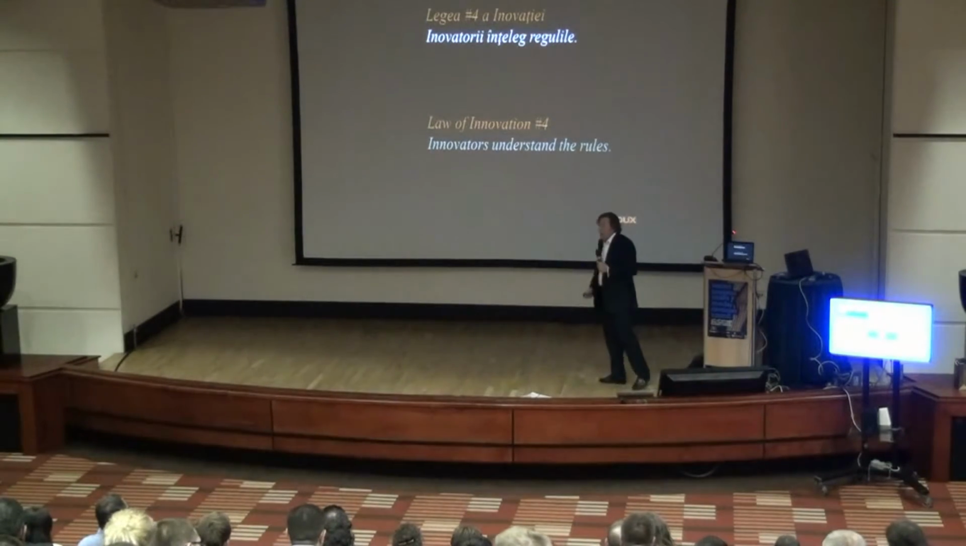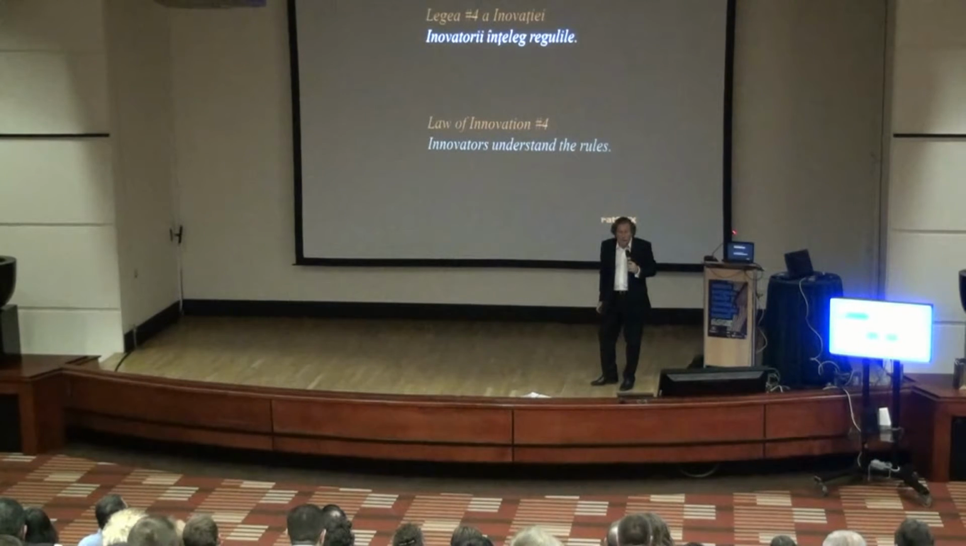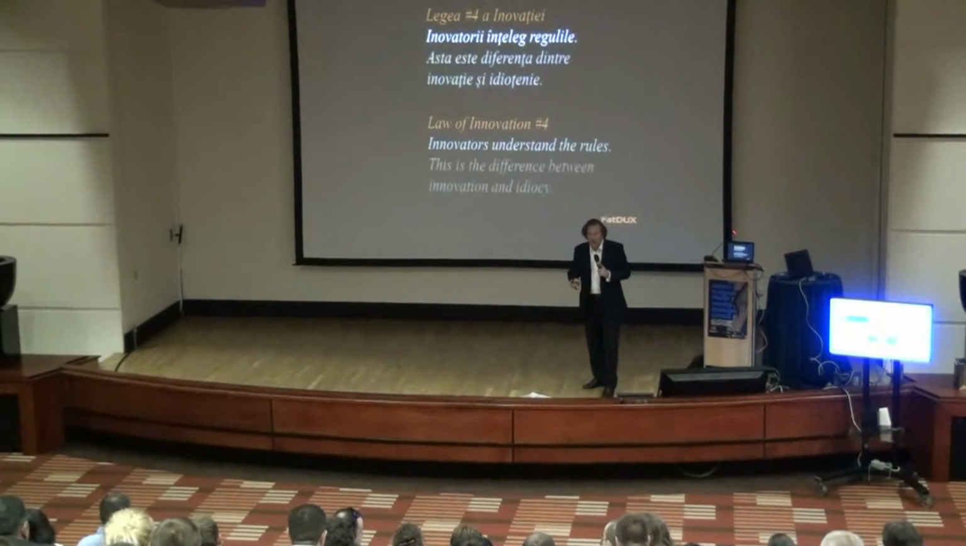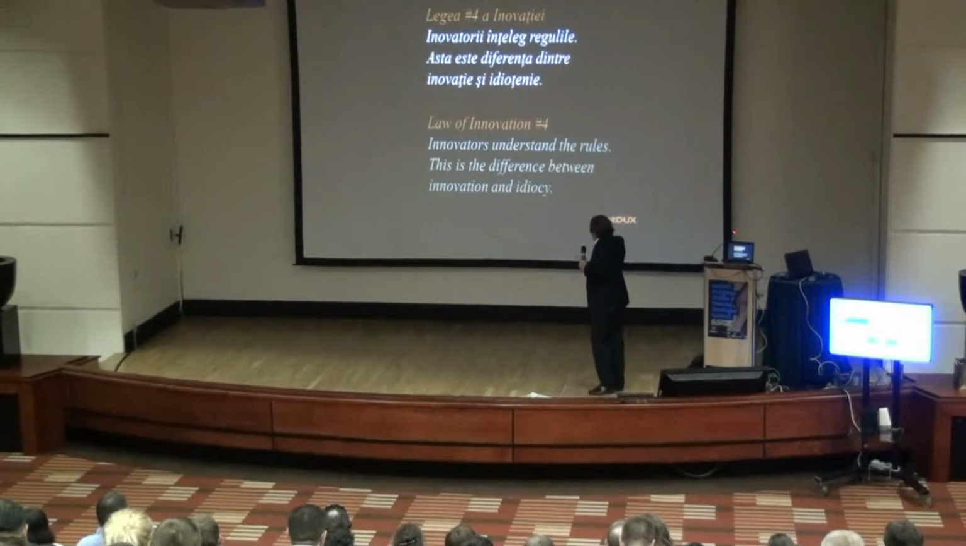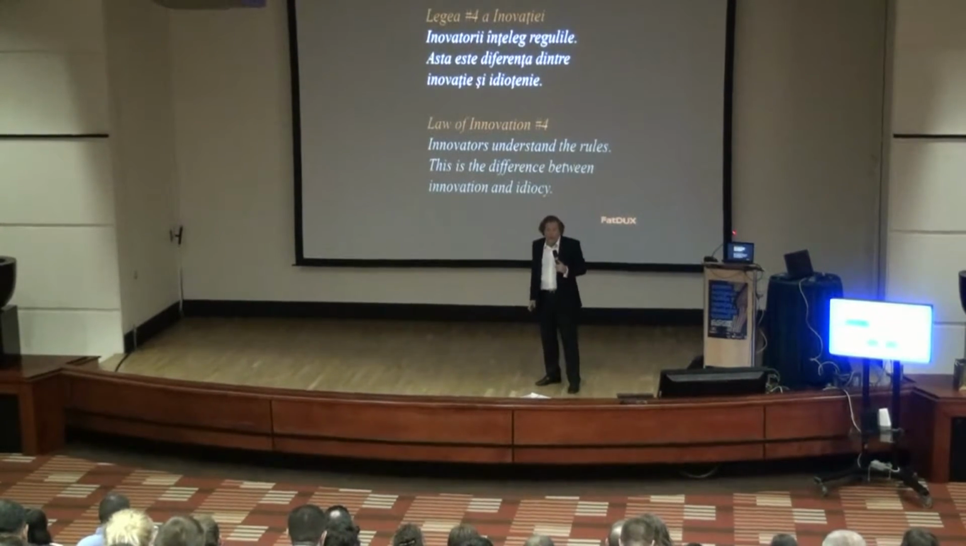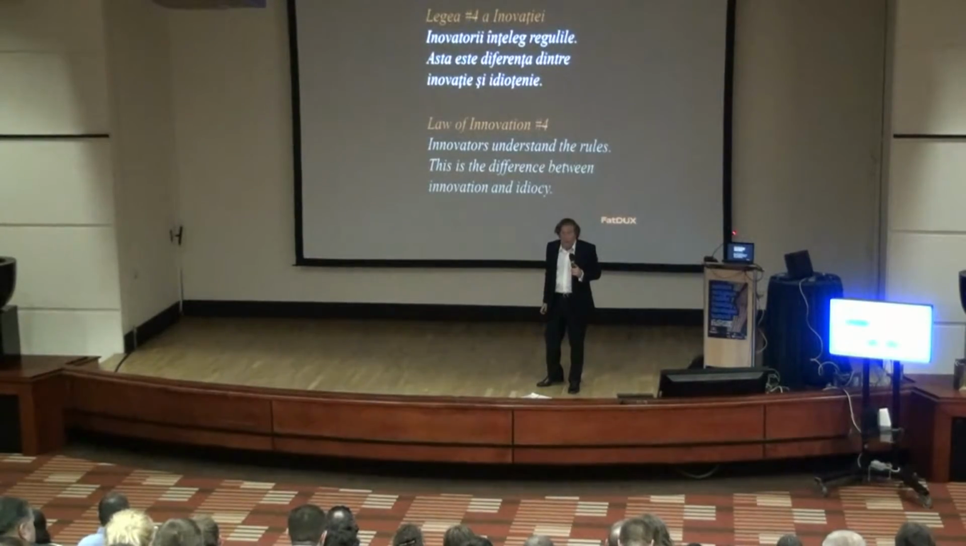So the point is, the innovators may break the rules, but they also understand the rules. And this is a critical differentiation. This is the difference between innovation and idiocy, and there are an awful lot of idiotic things going on out there.